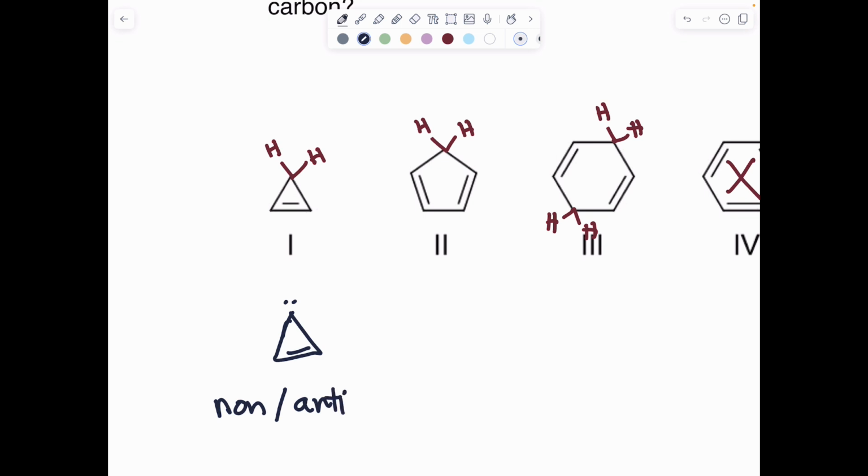This next one, cyclopentadiene, would look like this. I forgot to draw my negative charge. Don't forget that. This one has 2, 4, 6 possible pi electrons, and it has a completely delocalized ring of pi orbitals. So this meets the requirements for aromaticity. So this one would be aromatic.